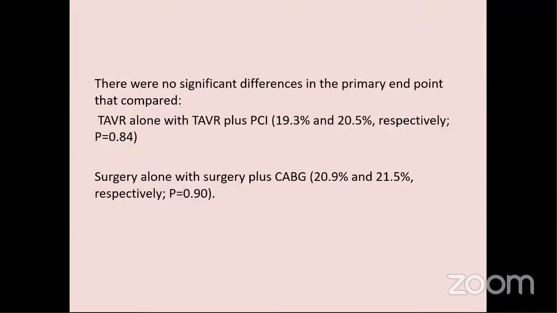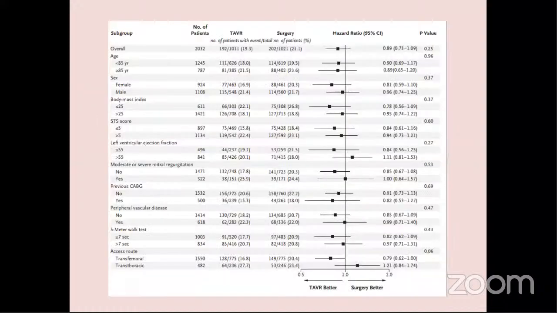There was no significant difference in the primary endpoint when comparing TAVR alone with TAVR plus PCI, or surgery alone with surgery plus CABG. This schedule shows the subgroup analysis of death from any cause or disabling stroke. We see here that surgery is better than TAVR in patients with left ventricular ejection fraction more than 55, and as we mentioned before, surgery is better than transthoracic access TAVR.